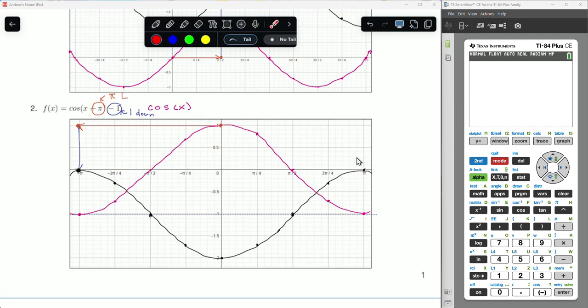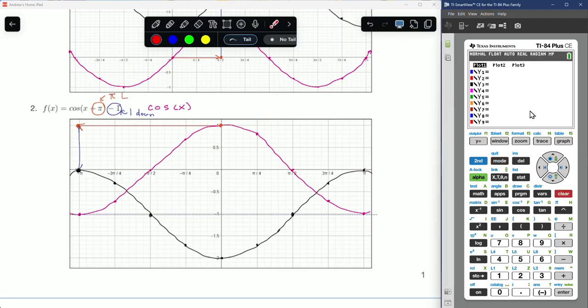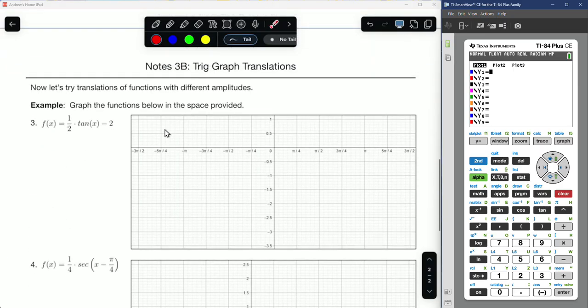Reminders that if you need help, the best way to do this on your TI-84 is first check that you're in the radian setting, and then plot two functions here. So for example, let's scroll down and do number 3 on our calculator. I want to do 1/2 tan x minus 2. The very first thing I'm going to do is plot tan of x. That's my parent graph. And then I'm going to do 1/2 tan of x, and make sure I close parentheses just like it is on the paper, minus 2.